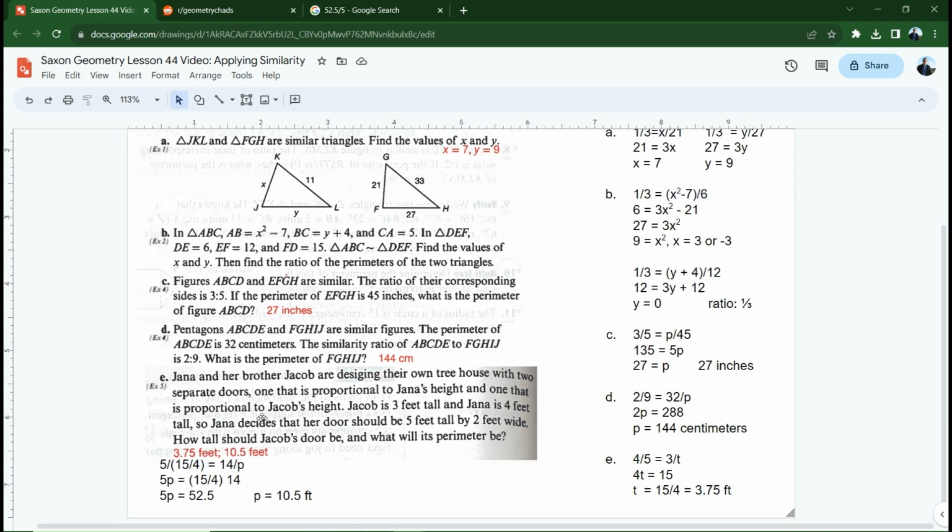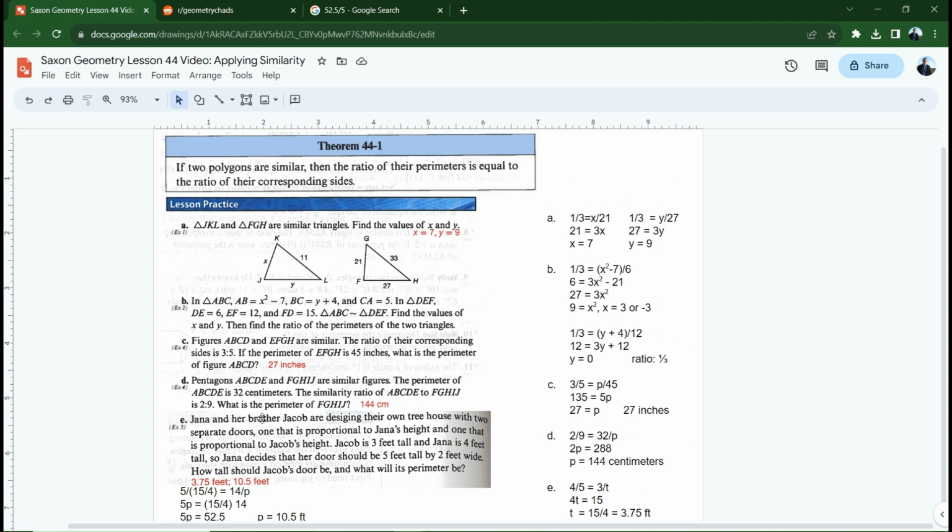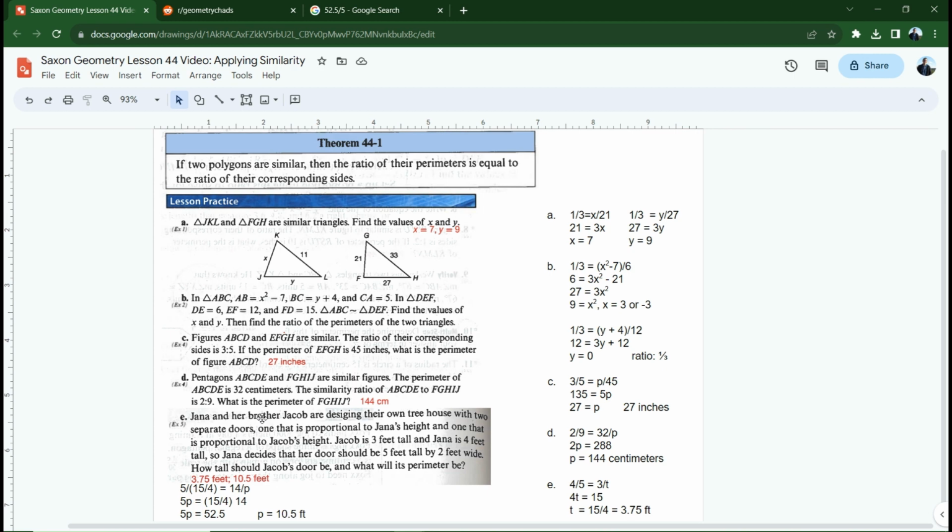Some of them, like letter E, you really have to think about. They're not just very formulaic and easy to solve, but I'm confident you can do all of them. Go ahead and work on the assignment for next time.